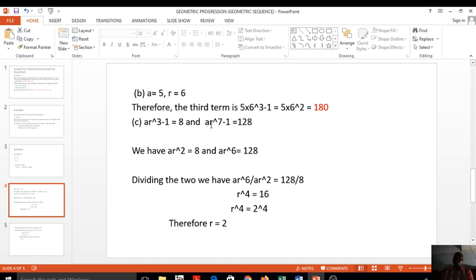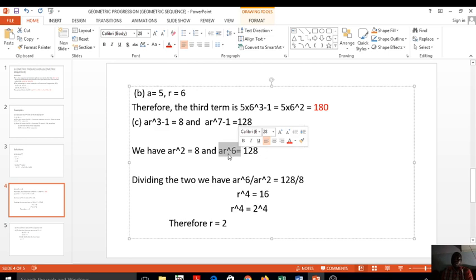So it's like we have two equations. We have 3 minus 1, which gives ar to the power 2, equals 8. And then we have ar to the power 6, which equals 128. We are going to divide these two equations. Why are we dividing? Normally we want to eliminate a. There is an a here and an a here. We want to eliminate that a so that we remain with only r.